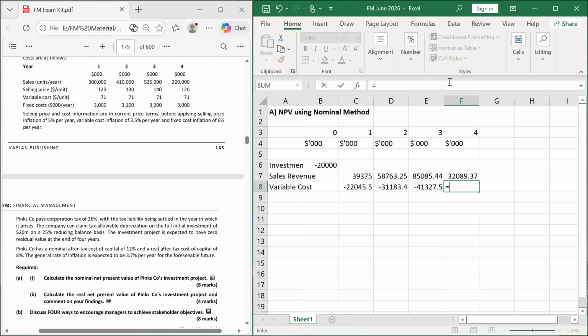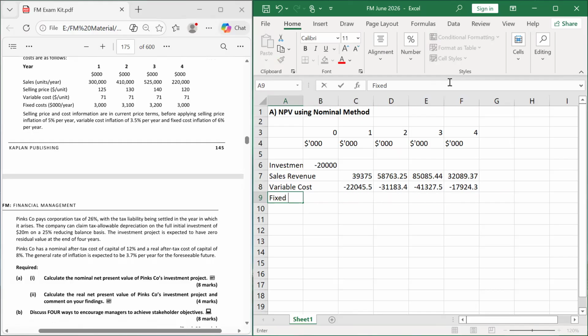And for the last year, it is equal to negative. The last year sales units are 220 times variable cost per unit of 71. You have to inflate that, 1.035 power 4. So this will give you the variable cost for last year. Then comes the fixed cost.